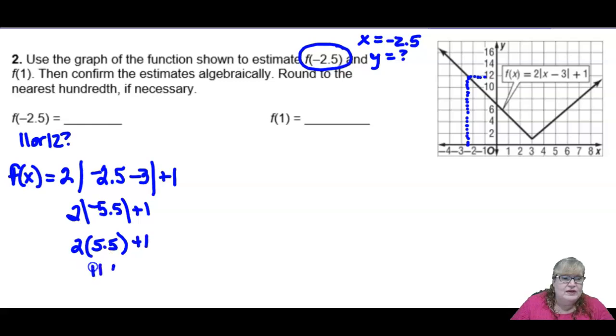Two times 5.5 is 11, plus 1 is 12. So it is indeed 12, which it looked like on the graph, but I wasn't sure.